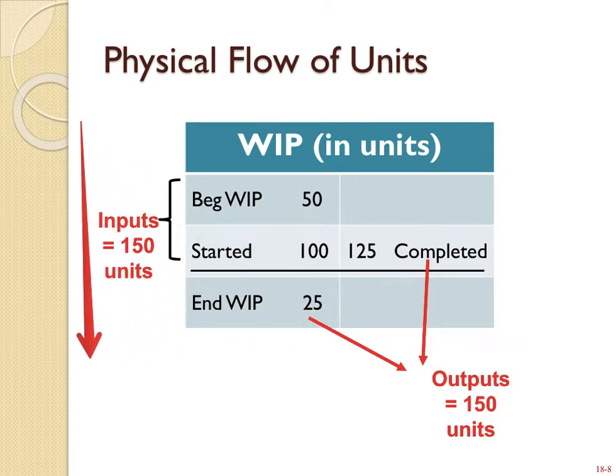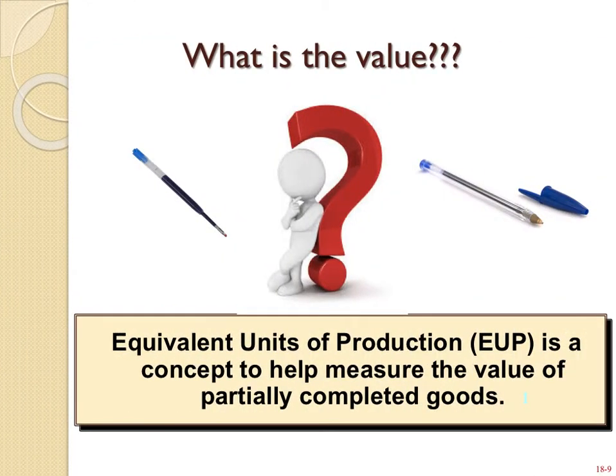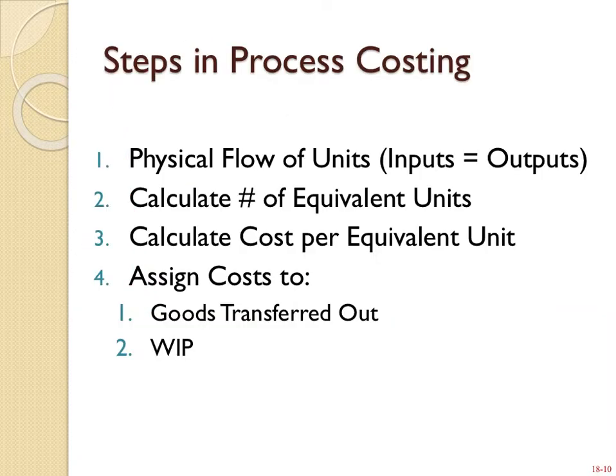We've confirmed that what went into production also came out in one way, shape, or form. The question, though, arises with how do we value these unfinished items? Okay, so the ink cartridges, there must be a value attached to these unfinished ink cartridges. There must also be a value attached to the casings. Okay, so this was step 1 and this was step 2. There's a value there. How do we value it? Okay, that's where the concept of equivalent units of production come in. And that's a concept that we use to help measure the value of partially completed goods. Okay, and that is step 2 in the process, to calculate the number of equivalent units.